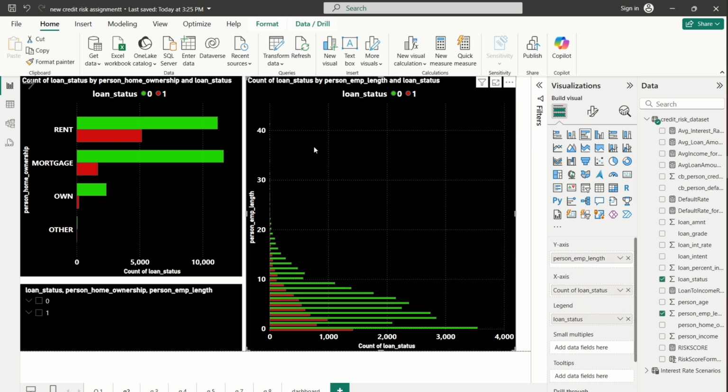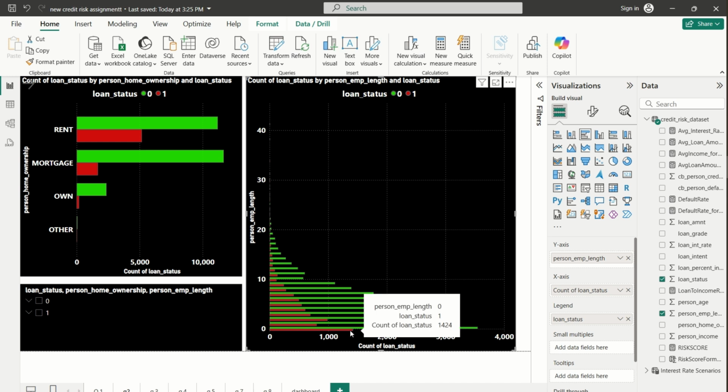Now moving to the second chart. On the x-axis I have added loan status. On the y-axis I have added person employment length, which is starting from 0. Then you can see 10, 20, 30, 40. In the legend, I have added loan status, where 0 means non-default and 1 means default. So here also we have to find the highest default rate. So you can see the first bar, red color, person with 0 employment length.